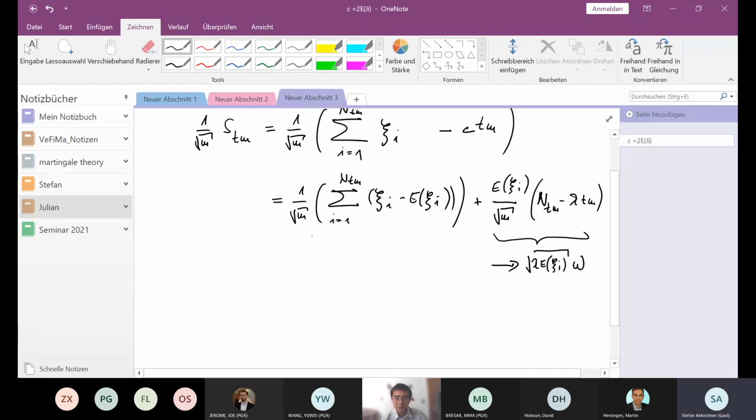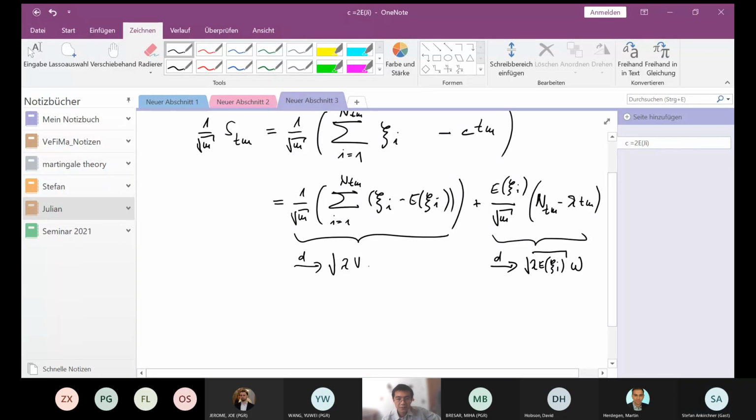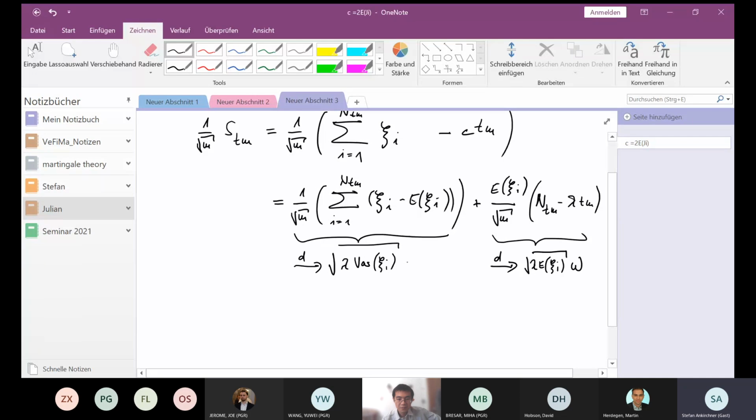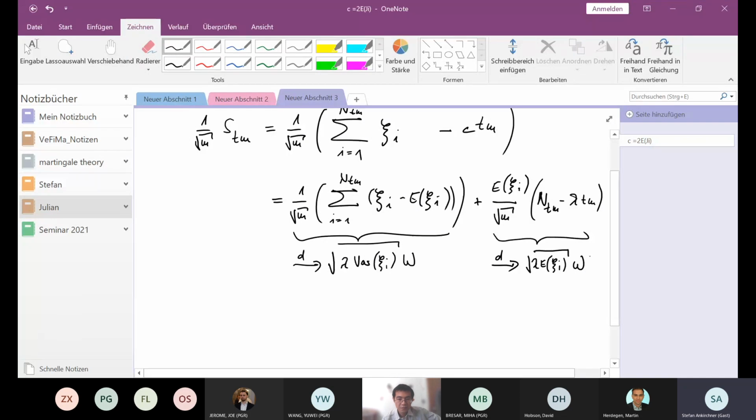This here is known to converge to a Brownian motion scaled by lambda times the expectation of xi_i. And one can show that this here also converges in distribution to some Brownian motion scaled by lambda times the variance of xi_i. If the upper limit of the sum is deterministic, then this is just the central limit theorem.